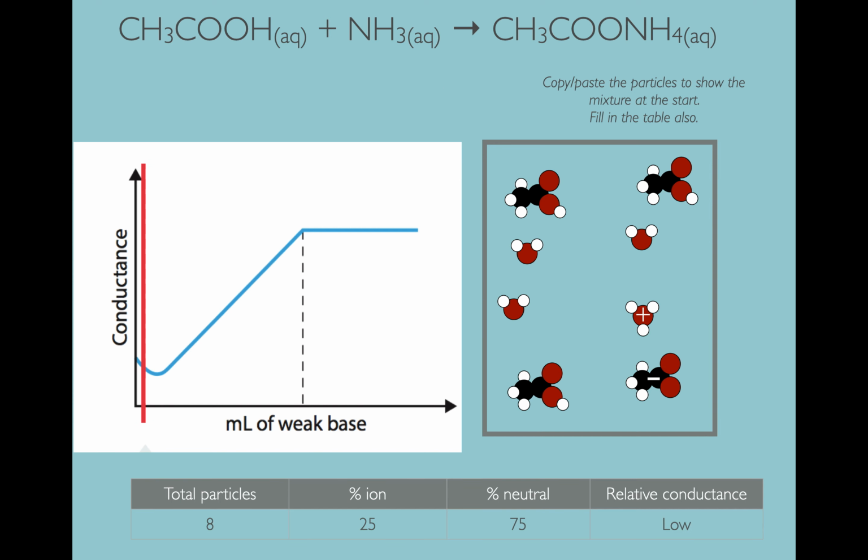Now I'm going to add two more. So they react to form ammoniums and some ethanoates. And here I've got 36% ions out of the 11 total particles. So I'm forming more ions, so it's increasing. As I add one more into there, it's at its equivalence point, okay? It's at its maximum. So 50% ions.